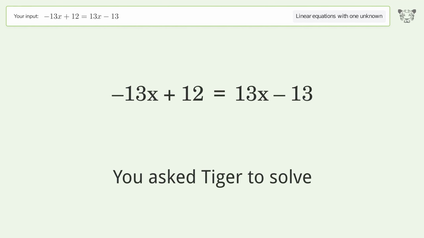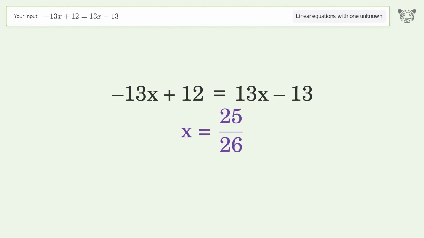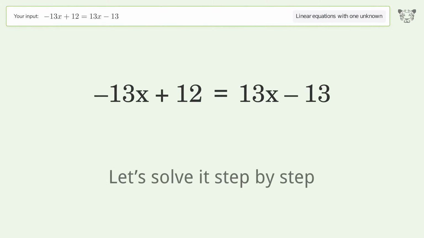You ask Tiger to solve. This deals with linear equations with one unknown. The final result is x equals 25/26. Let's solve it step by step.